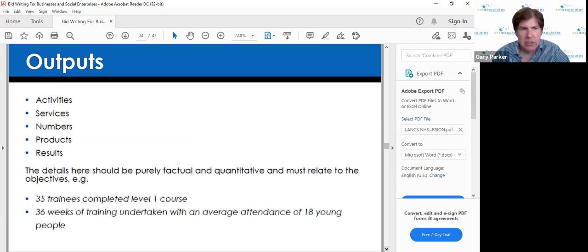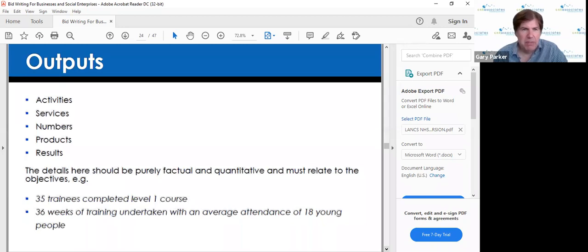Then you've got your outputs. An output is something that is delivered, it's factual and quantitative and must relate to the objectives. So there is a difference between outputs, that's what you're actually going to do, and the outcomes, which are what impact those outputs have. So if you deliver a training course or deliver a service, the outcome is what the impact is in the community. Again, I'm not going too much into detail about this today because it would need a lot more time.